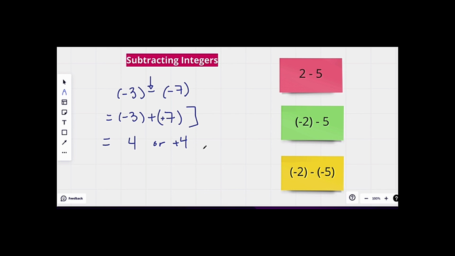Okay. I hope that you were able to understand subtracting integers.